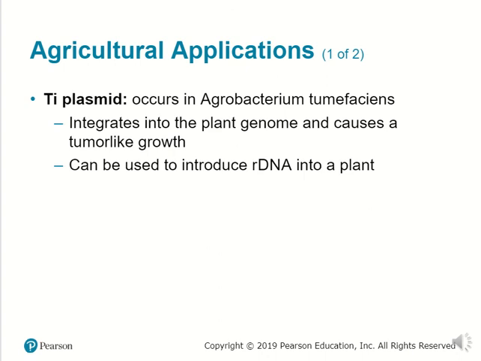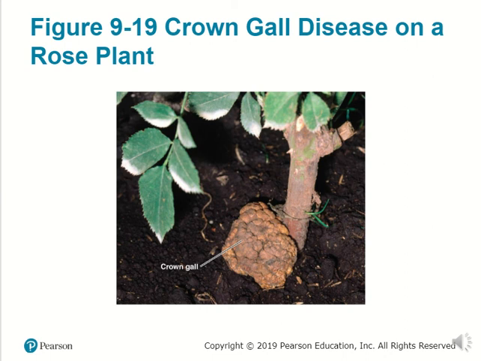Then there is the Ti plasmid, which occurs in Agrobacterium tumefaciens. It integrates into the plant genome and causes a tumor-like growth. It can be used to introduce recombinant DNA into a plant-based organism. These tumors are often called crown galls. This is an example of crown gall disease on a rose plant.